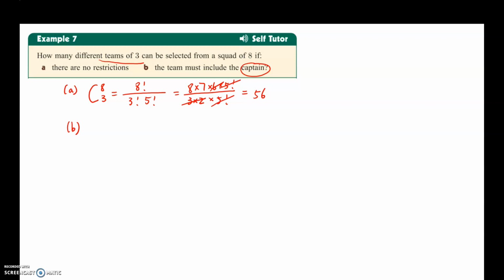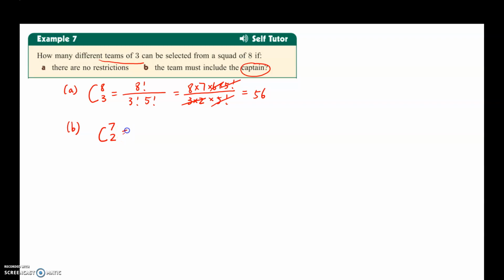Does that make sense? So you already know Ben is in the team. Therefore, you only have 7 people left. You already had 1 in the 3, so you pick 2. Does that make sense? Because as I said, the person who is the captain is already known.